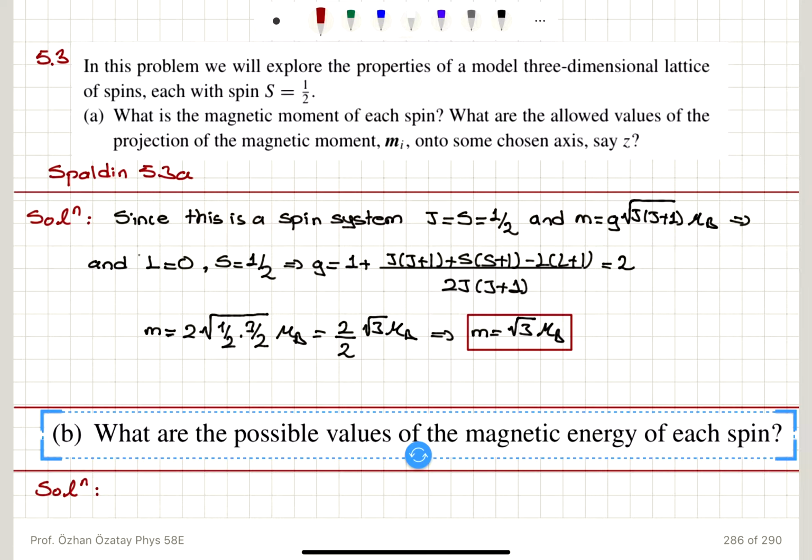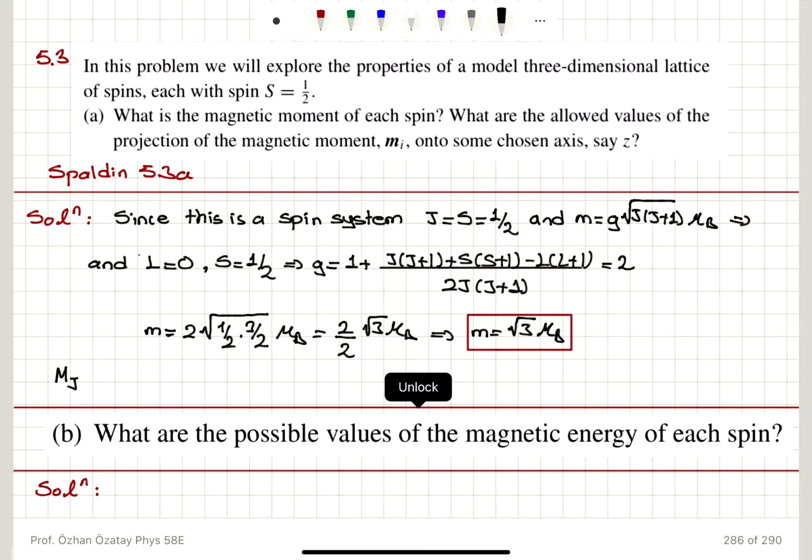Okay. And now we can find the projection onto some axis, say z axis, using the total angular momentum magnetic quantum number m sub J, which has values between minus J plus 1 all the way up to J minus 1, J, with J equal to 1/2. The only two possible values are plus or minus 1/2.